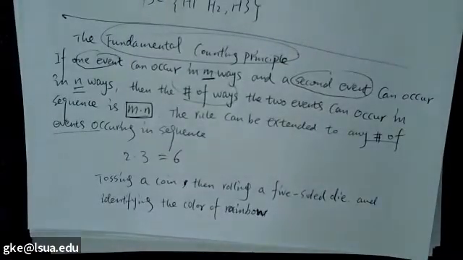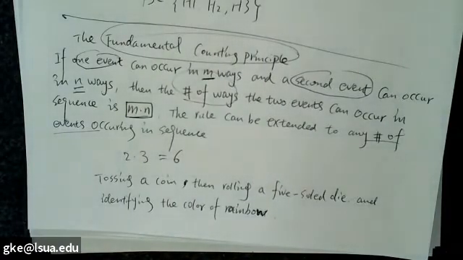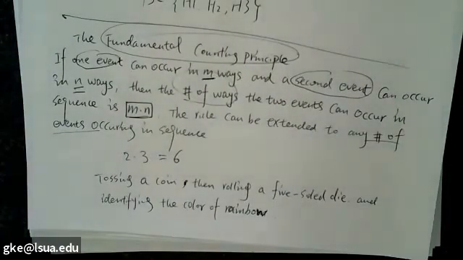Identify the color of rainbow. Okay, so we have 3 events, right? We have 3 events. For each event, how many ways, right? Think about it. We can use fundamental counting principle to solve this type of problems. What's the answer? Do you know?